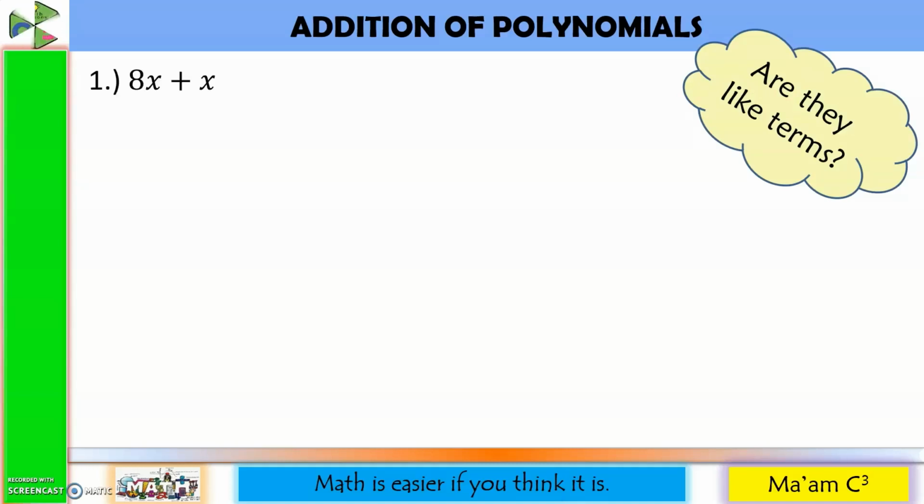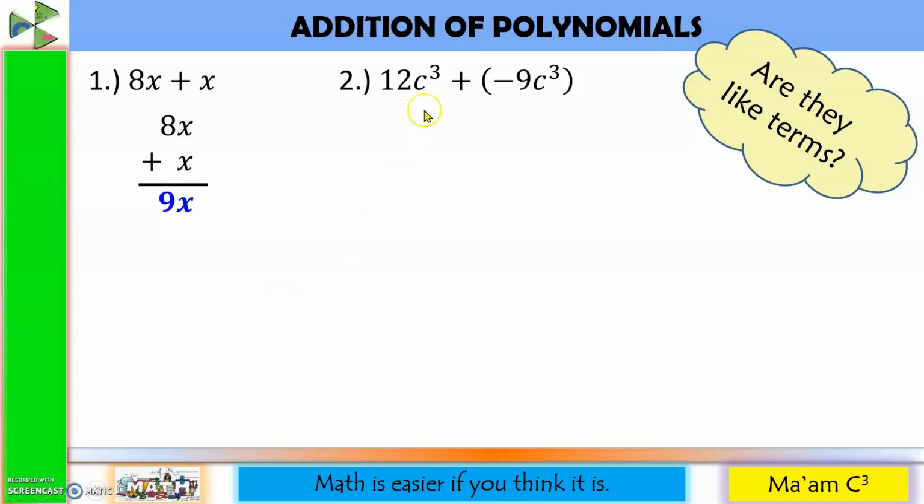First example. To avoid confusion, I suggest you use the vertical or column method. Simply align like terms in the same column. And then, look at the literal coefficients and ask yourself, are they like terms? Meaning, are they exactly the same? If the answer is yes, simply copy the literal coefficient and then add the numerical coefficient. There is an invisible one here. So 8 plus 1 is 9, so the answer is 9x.